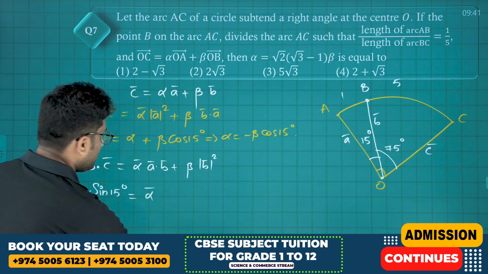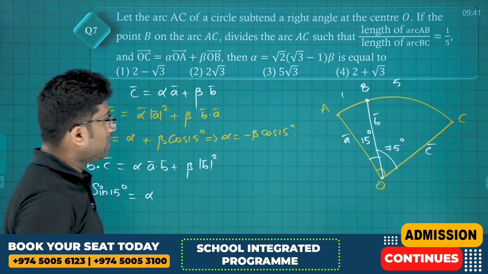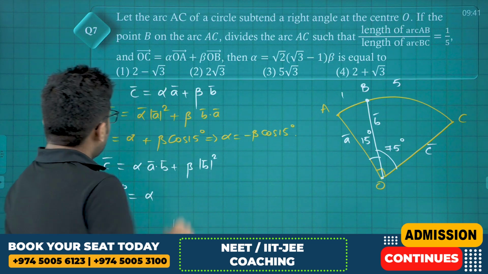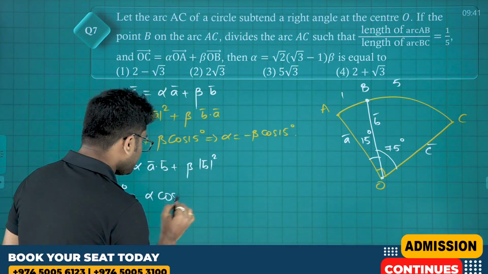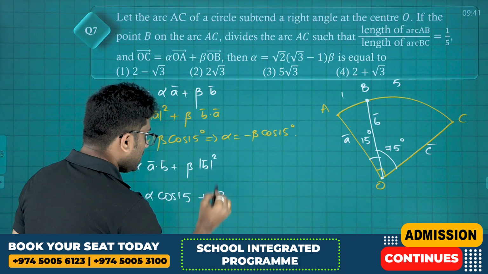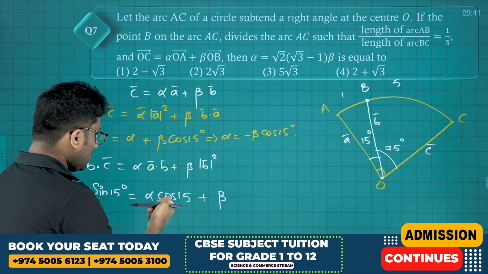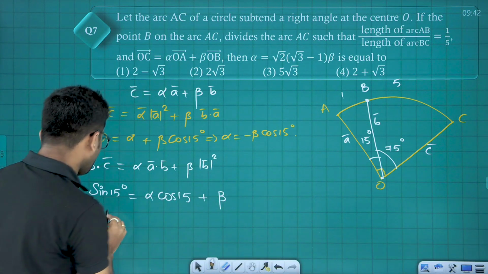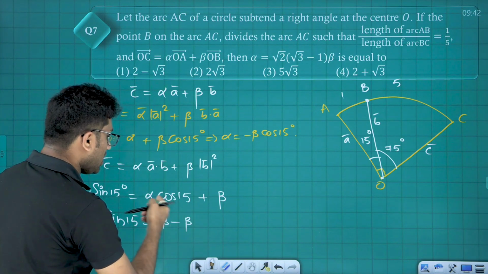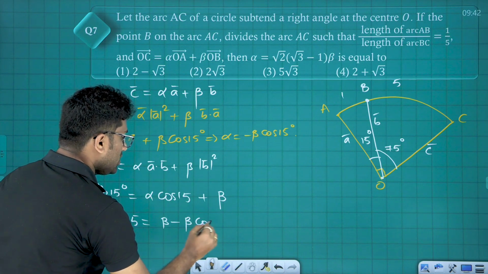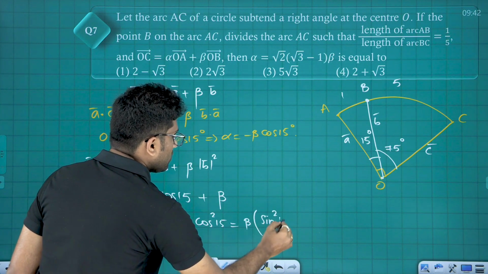Alpha into A bar dot B bar. Sorry, it's not alpha bar. A bar dot B bar, as we just did, is mod A into mod B into cos 15, that is 1 into cos 15, plus beta into 1, that's it, mod B into mod B. Now we already know what alpha is. Alpha is minus beta times cos 15, no? So sin 15 equals beta minus beta cos 15 into cos 15, which is cos square 15. So this equals beta into 1 minus cos square 15, which is sin square 15.